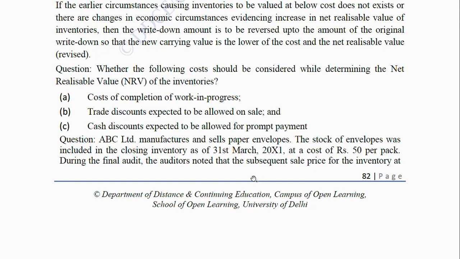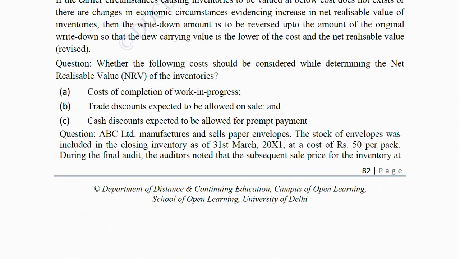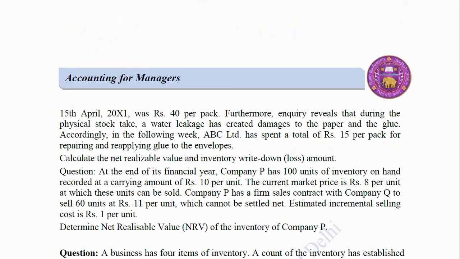Question: ABC Limited manufactures and sells paper envelopes. The stock of envelopes was included in the closing inventory as on 31st March at a cost of rupees 50 per pack. During the final audit, the auditors noted that the subsequent sale price for the inventory on 15th April was rupees 40 per pack.